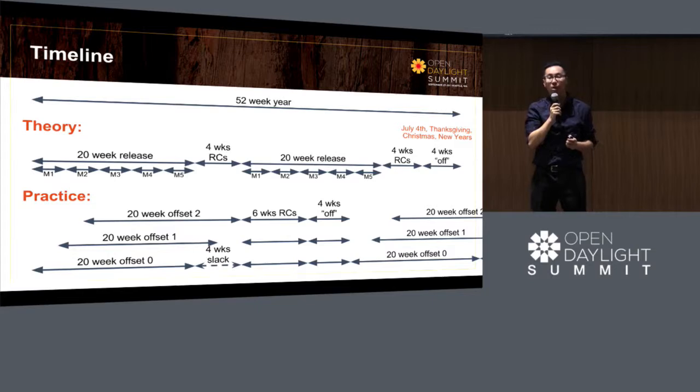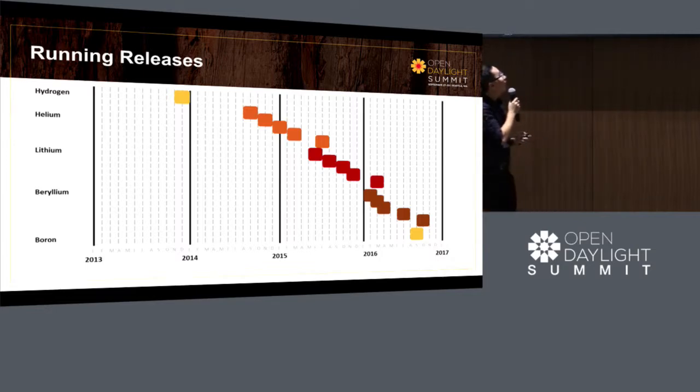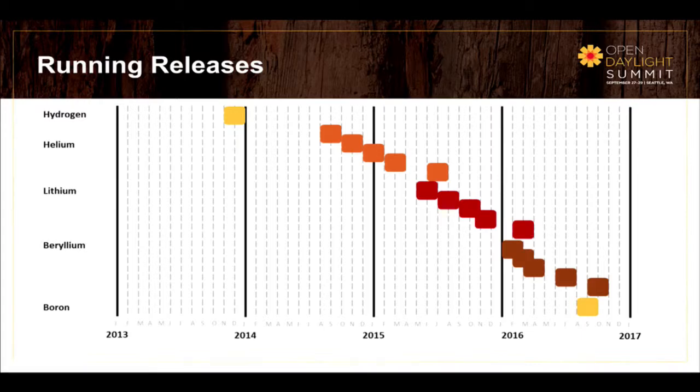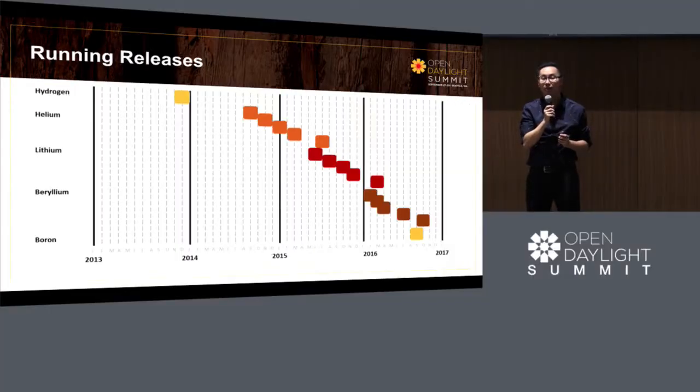And the fact that there are multiple release trains running at the same time. So in this diagram, you'll see that as Boron is coming to a close, we're still developing Beryllium. And with Boron, we're already starting to discuss and plan and work with Carbon. And so there are multiple release trains all working, all being developed on simultaneously.